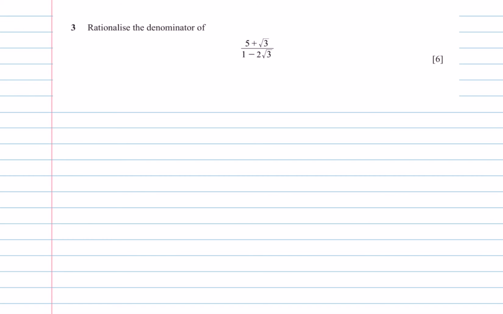Here we have a past paper question on rationalising the denominator. I want you to pause this video now and have a go at this yourself. So the goal is to remove the surd from the bottom line of the fraction. So the method that we should be using here is multiplying the fraction top and bottom by 1 plus 2 root 3 over 1 plus 2 root 3. And this should remove the surd from the bottom line of the fraction.